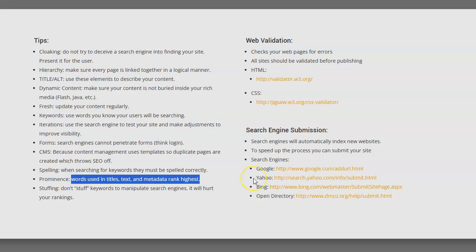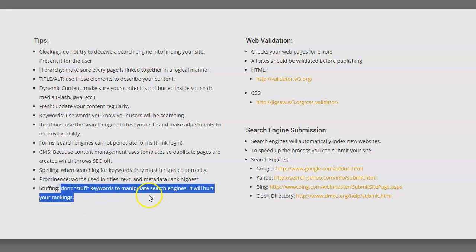Prominence of words. Basically, if you have a keyword in an H1, it's going to think that that's more important than if it's just a regular paragraph, right? So the more important the text, the higher up the chain it is, the more it's going to take that into account. And I think I mentioned this earlier: don't try to stuff your keywords, okay?